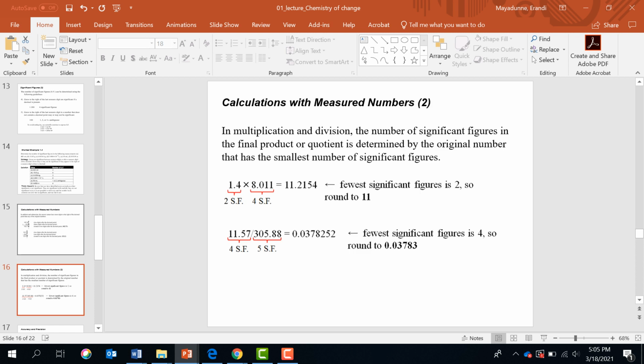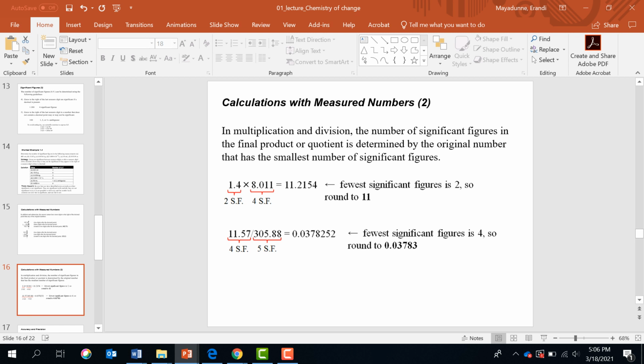Multiplication. So this is the rule we talked about for addition and subtraction. When you come to multiplication and division, the number of Sig Figs in the final product or quotient is determined by the original number that has the smallest number. It doesn't talk about decimal points. Take each number and see how many Sig Figs it has; the one with the fewest Sig Figs decides the answer. So this one has 2 Sig Figs, this one has 4 Sig Figs. You give the answer to 2 Sig Figs because this number has the lowest number of Sig Figs. The same rule applies for division: 4 Sig Figs, 5 Sig Figs, the answer is given to 4 Sig Figs. So that is important.